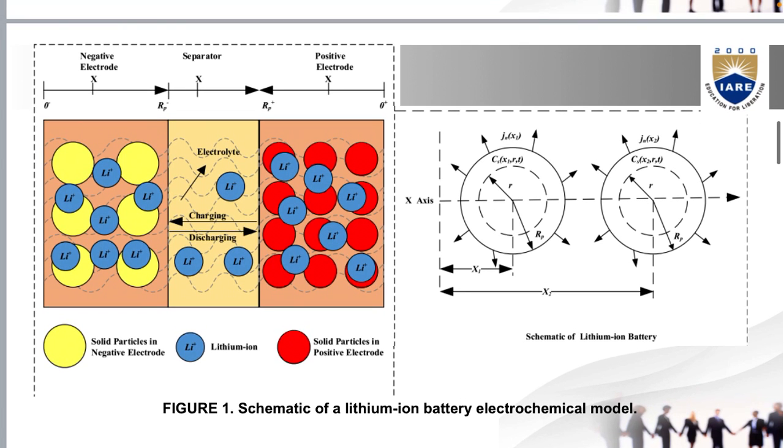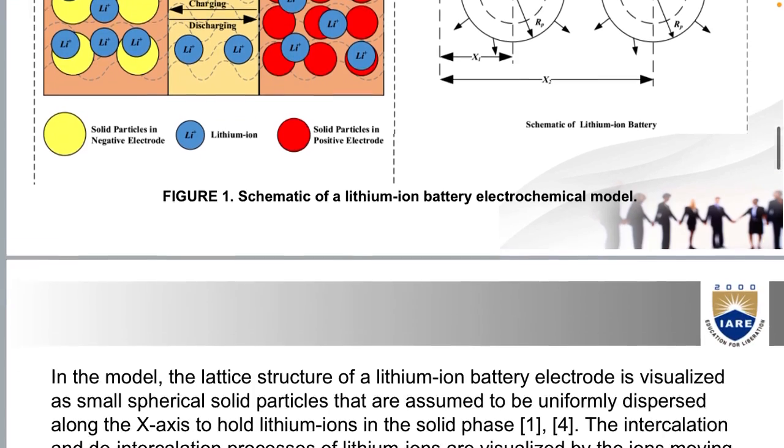Schematic of a lithium ion battery electrochemical model. The yellow circles are solid particles in the negative electrode, the blue circles are lithium ions, and the red circles are solid particles in the positive electrode. The leftmost is the negative electrode and the rightmost is the positive electrode. In the middle there is a separator, that is electrolyte. Going to the next slide.